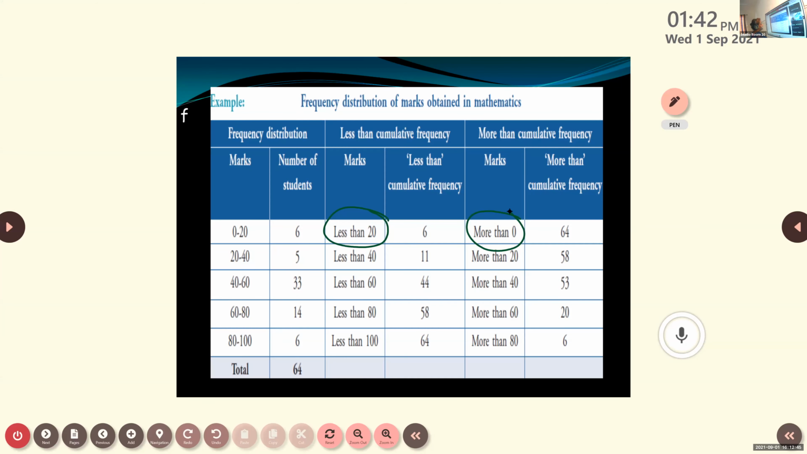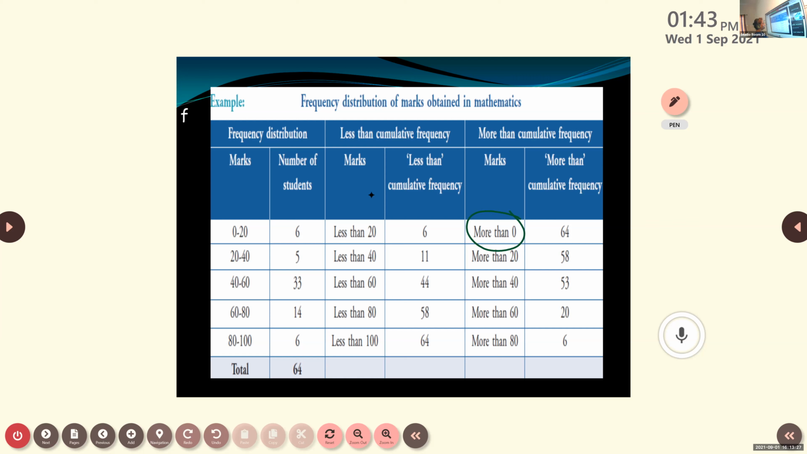Anish, can you tell now? Ma'am, first we have to check the first upper limit. How many students are there below 20? Okay. Then in the next one, we have to check how many students are there below 40. Below 40 means that 20 is also included, so 6 plus 5, you will be getting 11. Like that, you take all the upper limits. Then that should be plotted on graph paper, and you will get the less than ogive.